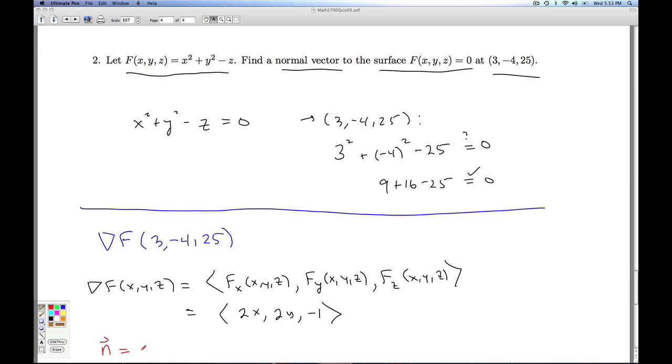And so my final answer here, I'll do it in red to point it out since it's near the bottom. My normal vector then is the gradient at the point 3, negative 4, 25, which in this case is going to be, when x is 3, I get 6. When y is negative 4, I get negative 8. And then the z component is always negative 1. So that'll do it for number 2, and that'll do it, in fact, for quiz 9.